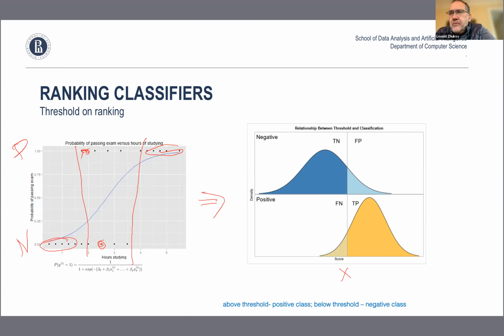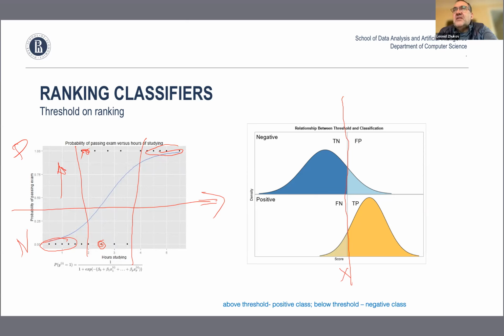And then when we set up a classifier by selecting a particular location of the threshold, we are splitting this into two halves. For positive examples, those that we call positive according to our classifier, whatever is above the threshold, that's positive examples.